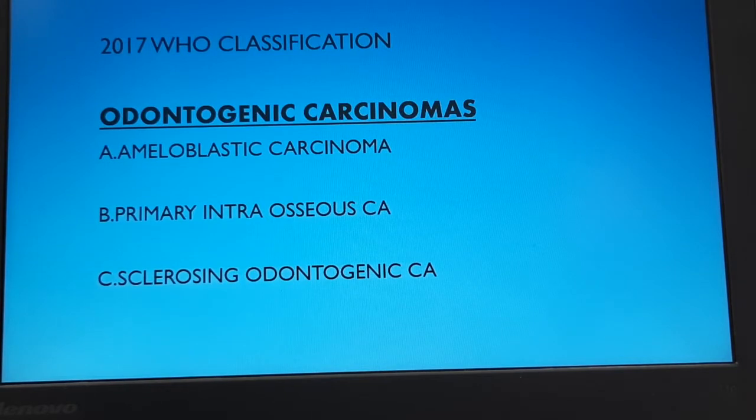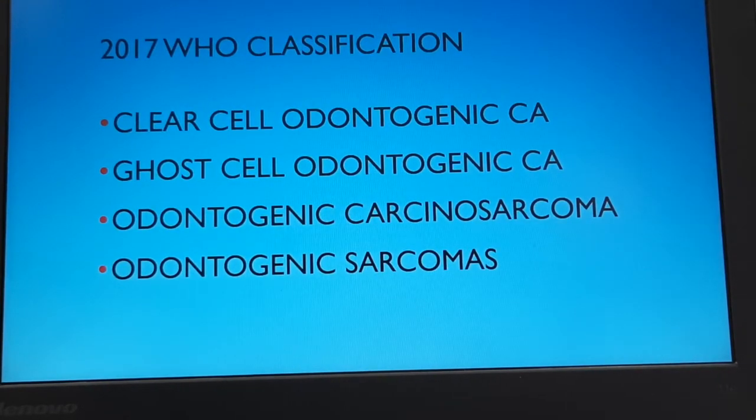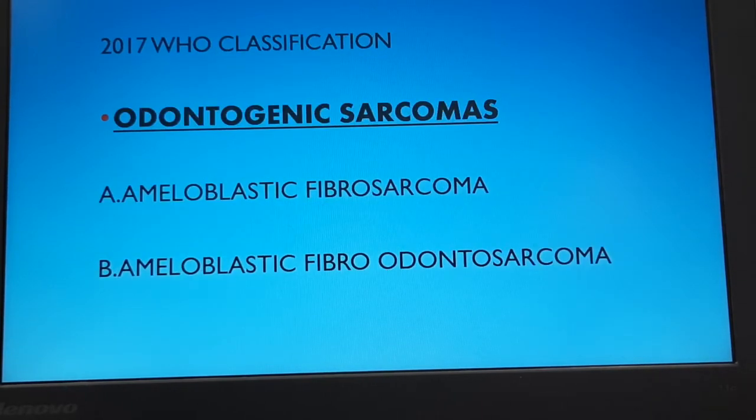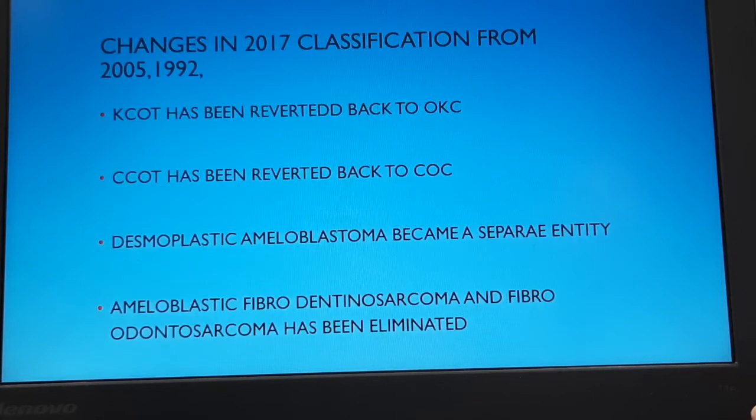In 2017, the latest one, the modifications were done in such a way that odontogenic carcinomas comprised ameloblastic carcinoma, primary intraosseous carcinoma, and sclerosing odontogenic carcinoma. Finally, the clear cell odontogenic carcinoma, ghost cell odontogenic carcinoma, odontogenic carcinosarcoma and odontogenic sarcomas were described in 2017. However, the connective tissue tumors were described in the malignant form as ameloblastic fibrosarcoma and ameloblastic fibroodontosarcoma.